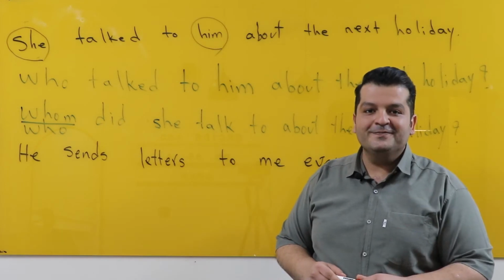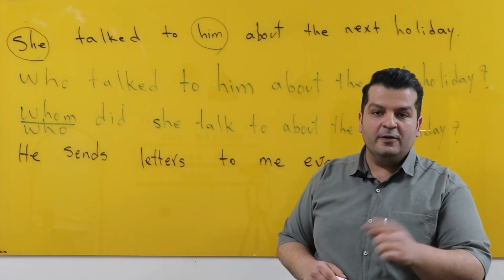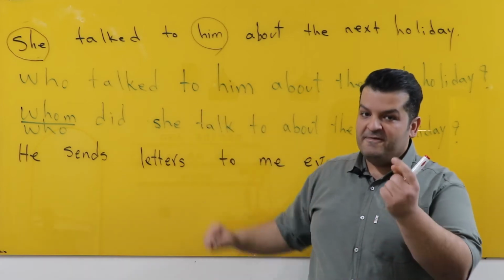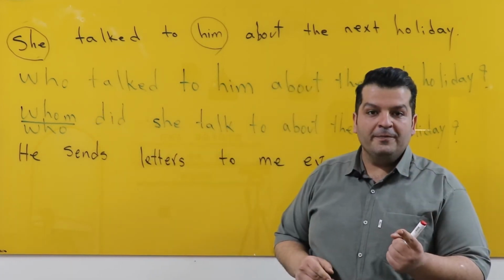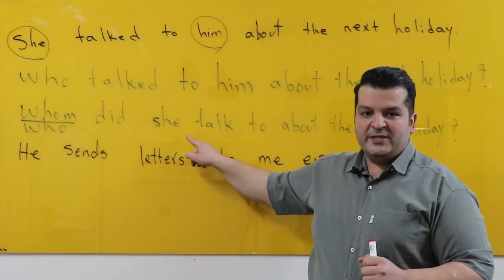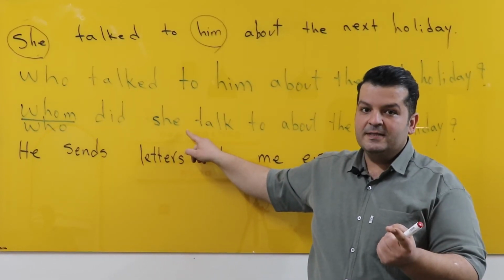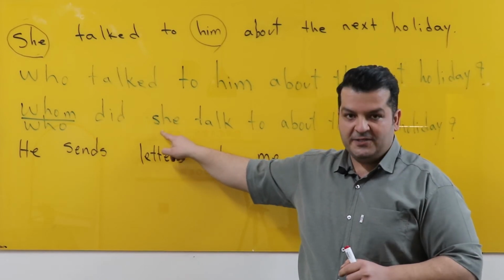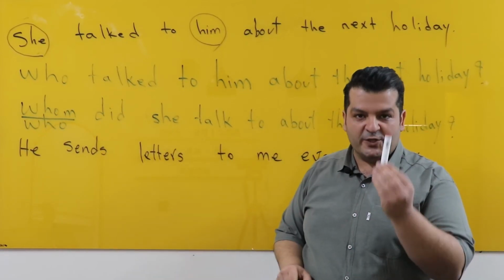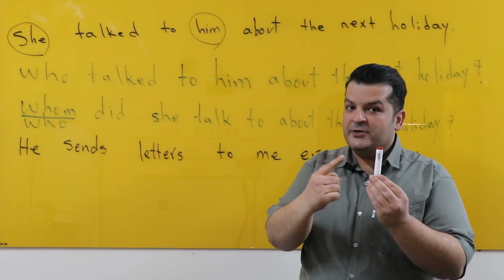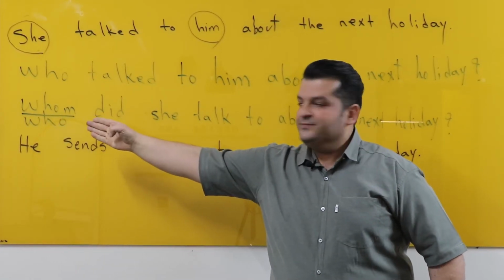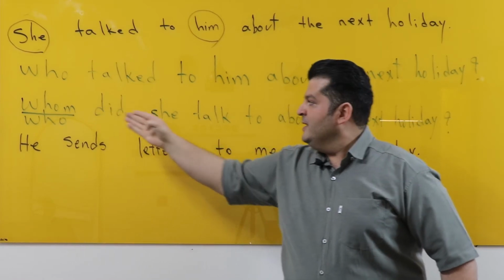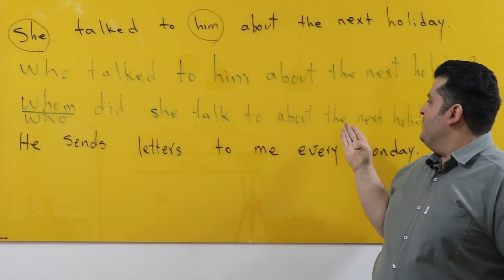For example, if we make the question for him, we can use both who and whom. Therefore, the object of the question is absent, but the subject is here. Because we have the subject, we should use an auxiliary verb, which we have here. So let's read it. Who or whom did she talk to about the next holiday?